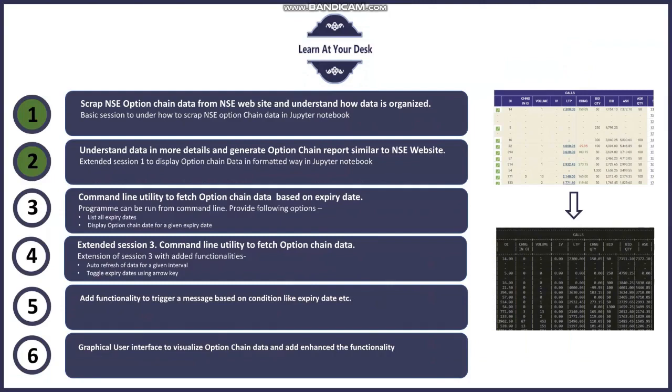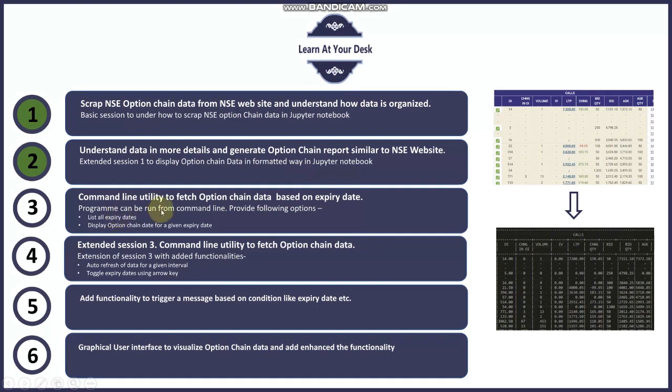So just a recap. In the first session, we covered basic web scraping to scrape the NSE options data using Jupyter Notebook. In the second session, we extended the first session and formatted the output in a proper way, the way it looked on the option chain website, but it is in a textual format in the Jupyter Notebook. We will have a better presentation of the data going forward.